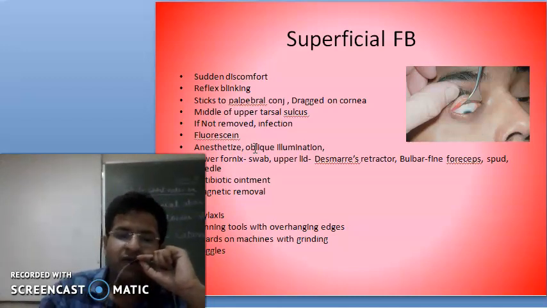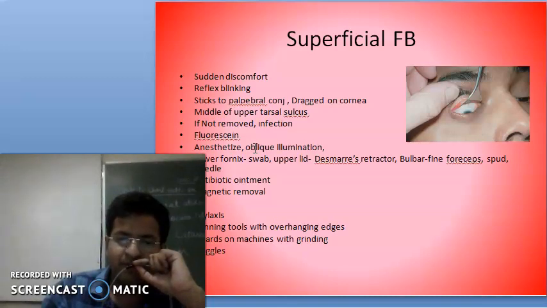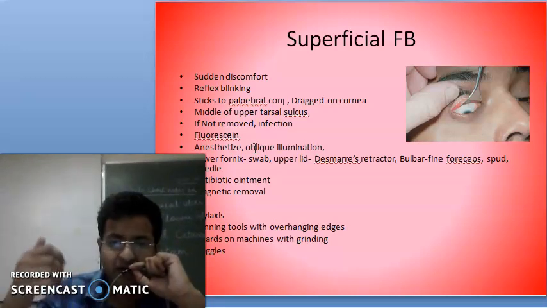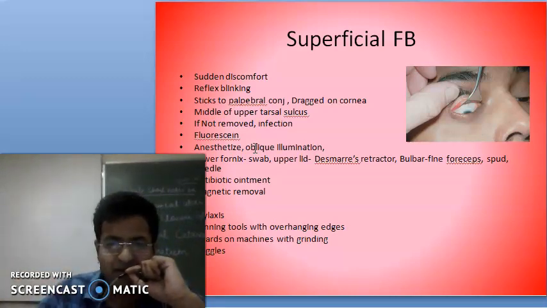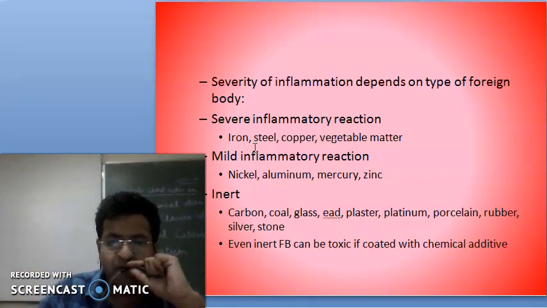Prophylaxis in industries to help in less trauma due to superficial foreign bodies can be the banning of tools with any overhanging edges, guards on the machines with grindings, and the goggles.